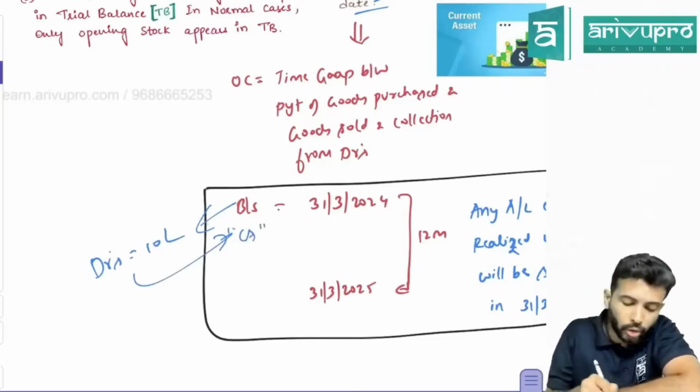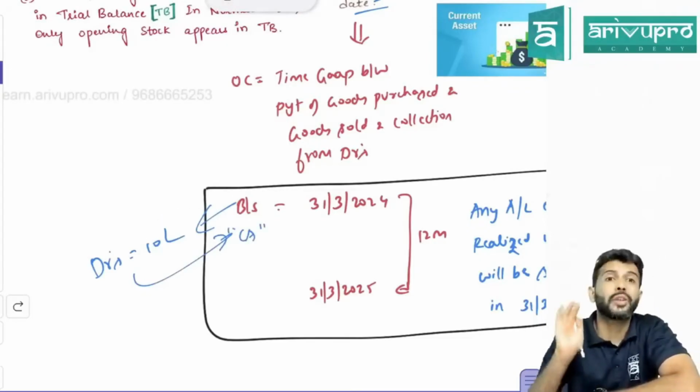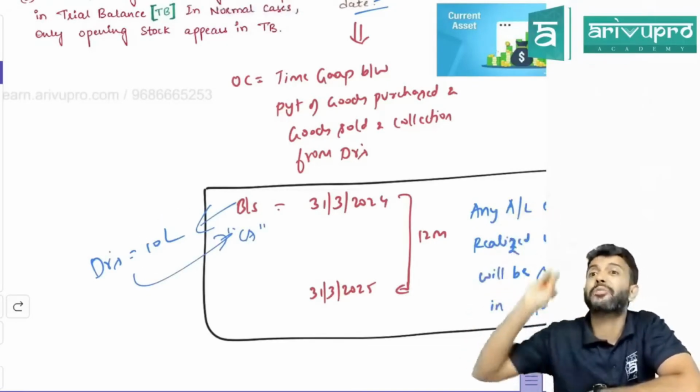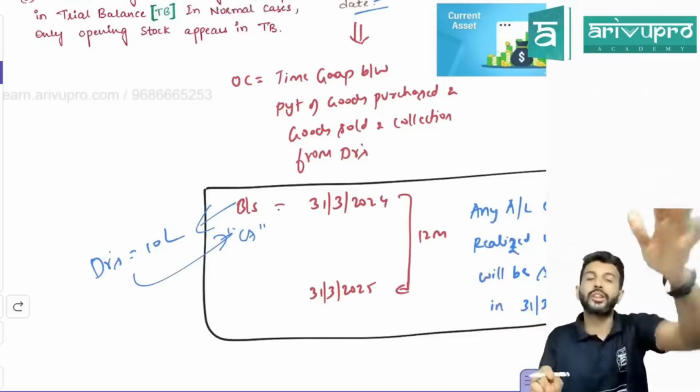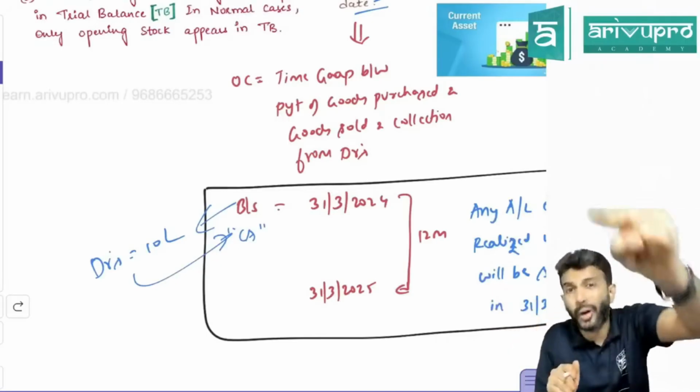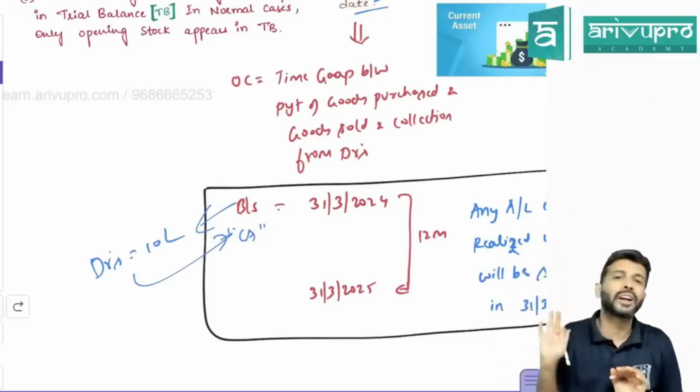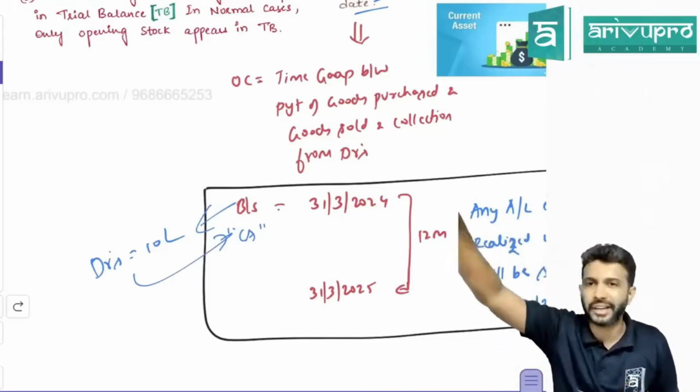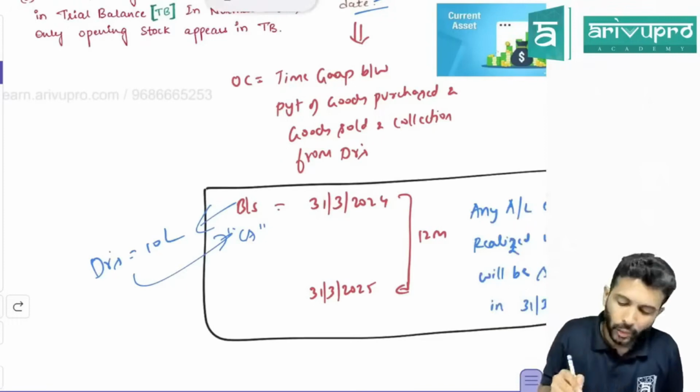So don't count 12 months from the date of transaction. You have to count 12 months from what, sir? The end of the balance sheet date. Current assets are those assets which are expected to be realized within 12 months from the end of the current financial year, or from the end of the balance sheet date. So from the balance sheet date, count 12 months.